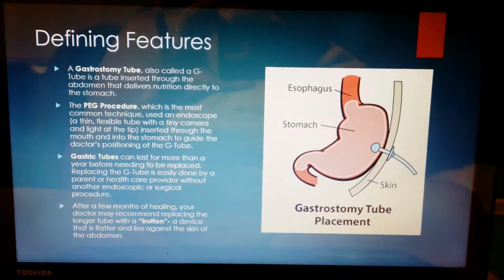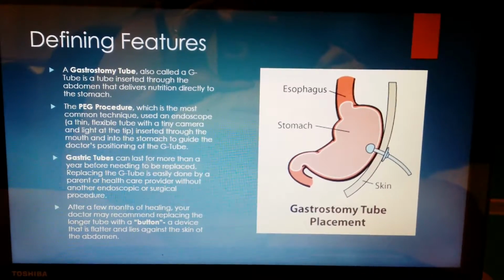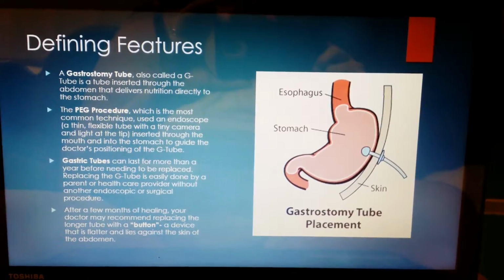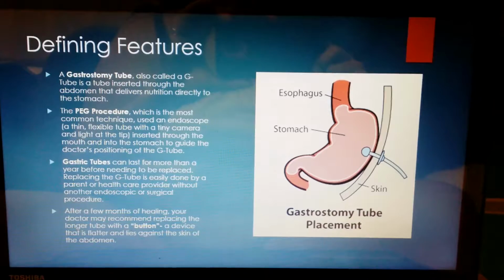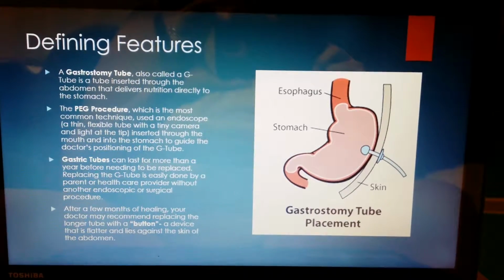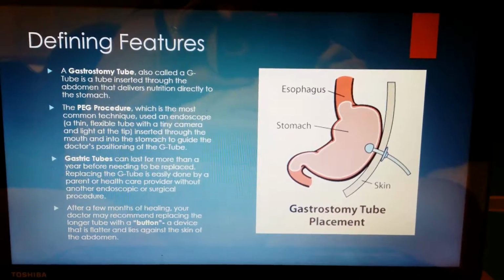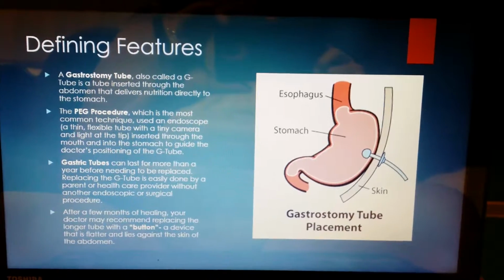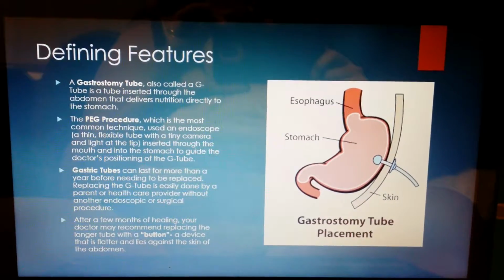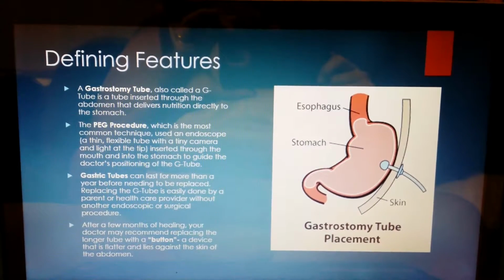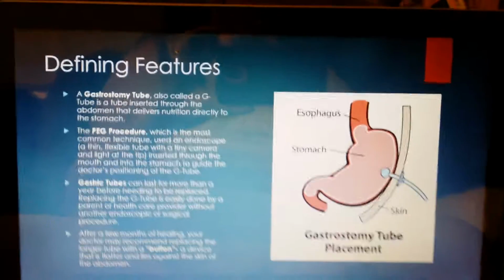Replacing the G-tube is easily done by a parent or healthcare provider without another endoscopic or surgical procedure. After a few months of healing, your doctor may recommend replacing the longer tube with a button, a device that is flatter and lies against the skin of the abdomen. And here you can see a visual of the G-tube inserted into the stomach for tube feeding.